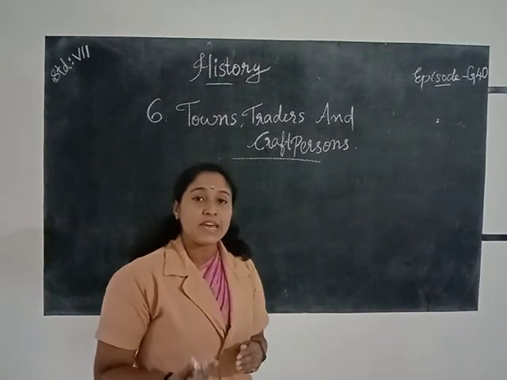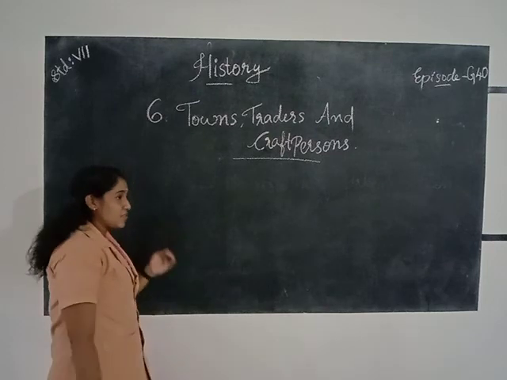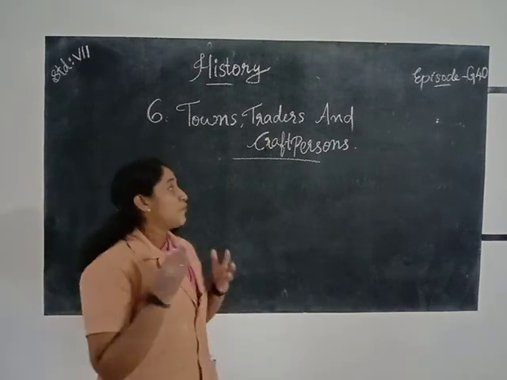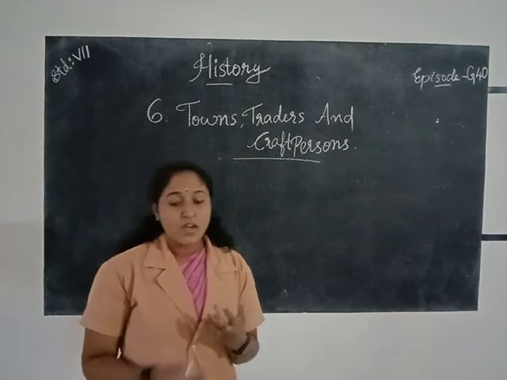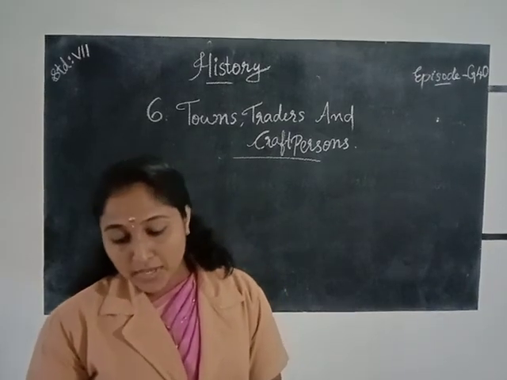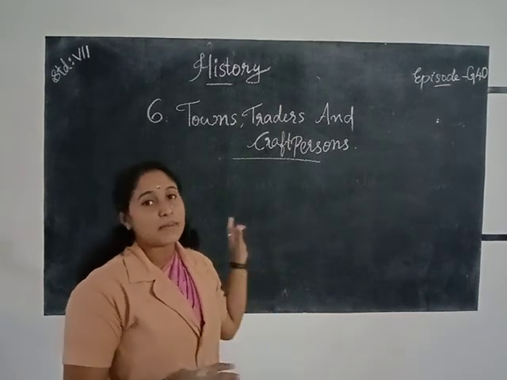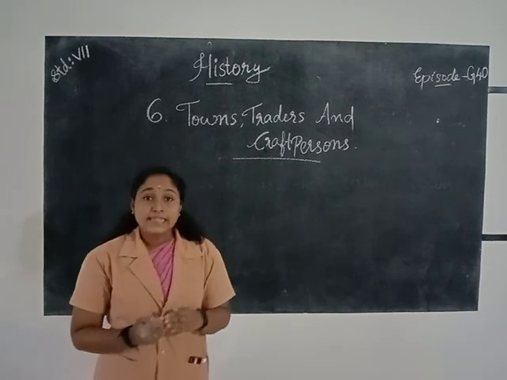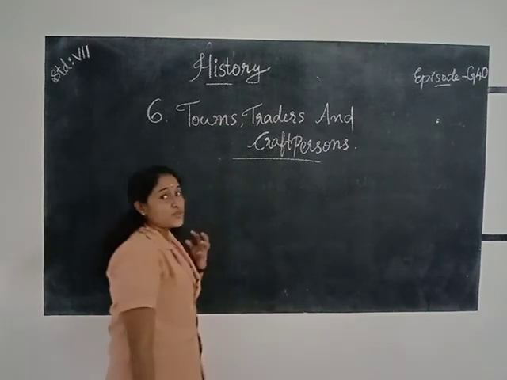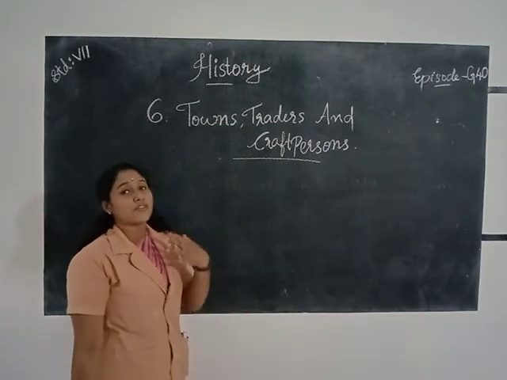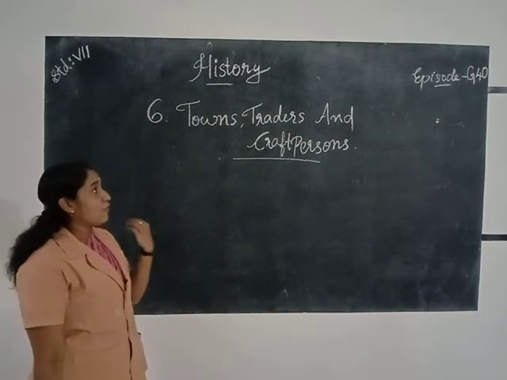Travelers and sailors gave us ideas about these kinds of trades and trade centers, towns and cities. Most of the information we get from the travelers, for example Ibn Battuta, Marco Polo, Niccolo Conti, etc. They are the most important and famous travelers of that period. So we get information about the towns, cities and trade centers, the life of traders, the life of craftspersons, and how their situations changed.